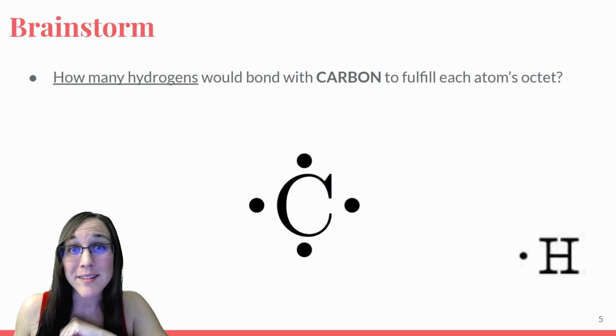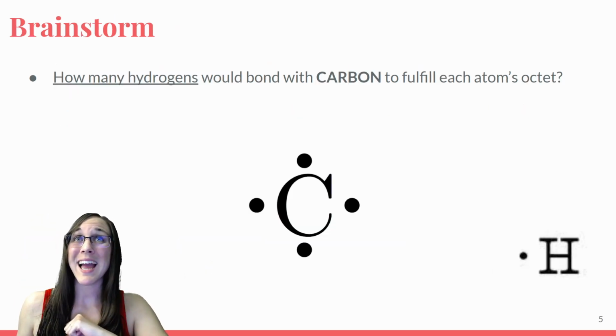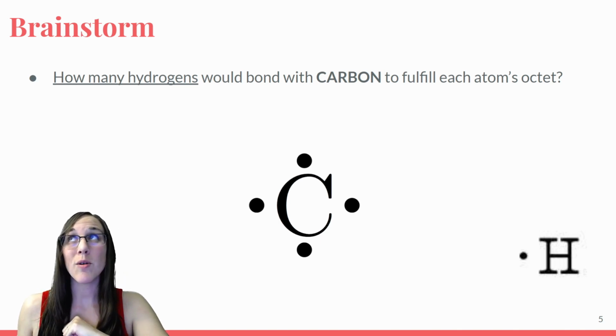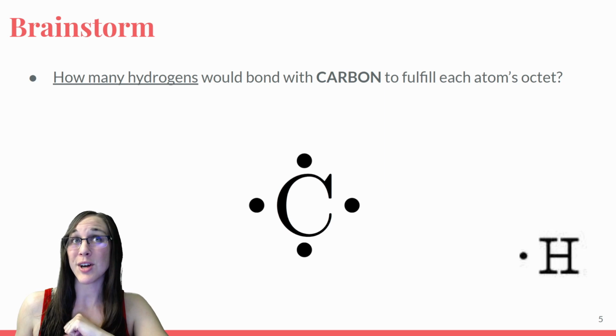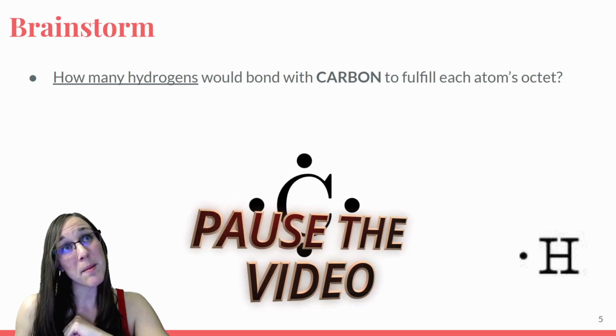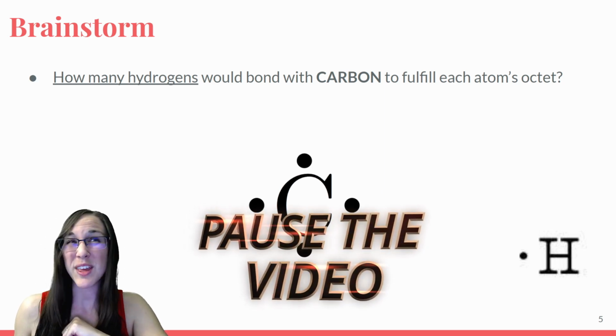Let's see if you get it. I want you to think about how many hydrogens would be required to bond with a carbon in order to fulfill each atom's octet. See if you get it. Pause the video here and think about it.